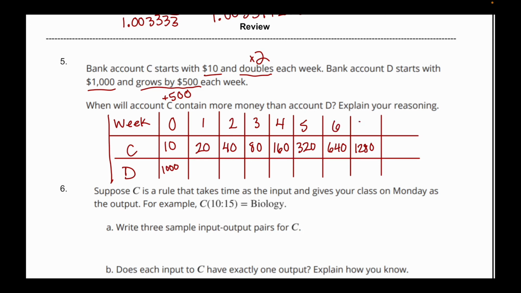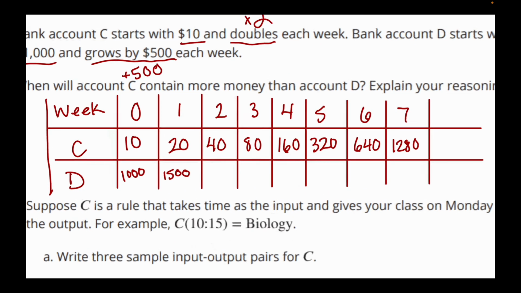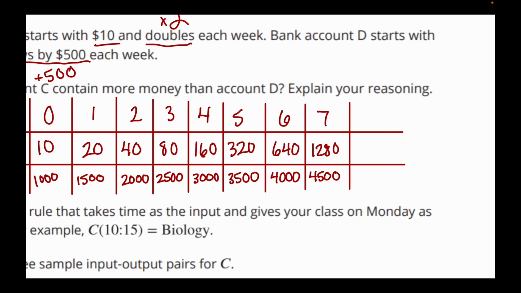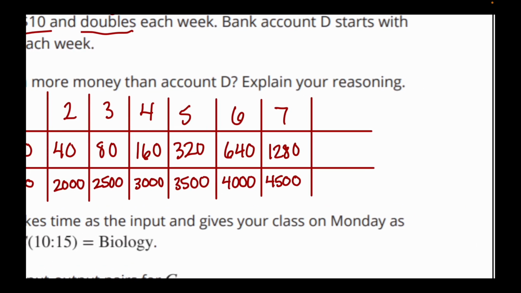So 6 and 7. So 1,000, if I am adding $500 each week, I'm going to have 1,500. And then I will have 2,000. And then I will have 2,500. And then 3,000. Okay, well, this one's growing pretty fast, but still. 3,500. And then 4,000. And 4,500.